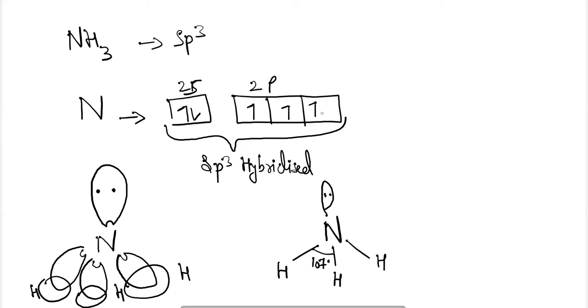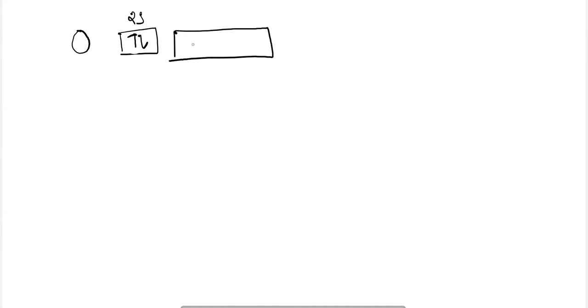Next is the example with two lone pairs. It is also sp3 hybridized, where oxygen is sp3 hybridized. Oxygen has an outermost shell with 2s2 and 2p4. The 2p4 will be like this: 2px, 2py and 2pz.